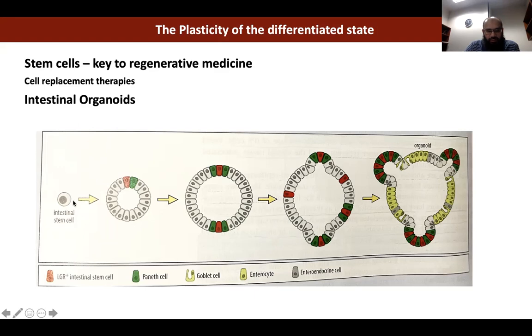So from a single intestinal stem cell, you can grow a full-blown intestine, provided you give a three-dimensional matrix, which could be Matrigel or it could be a natural matrix, extracellular matrix.